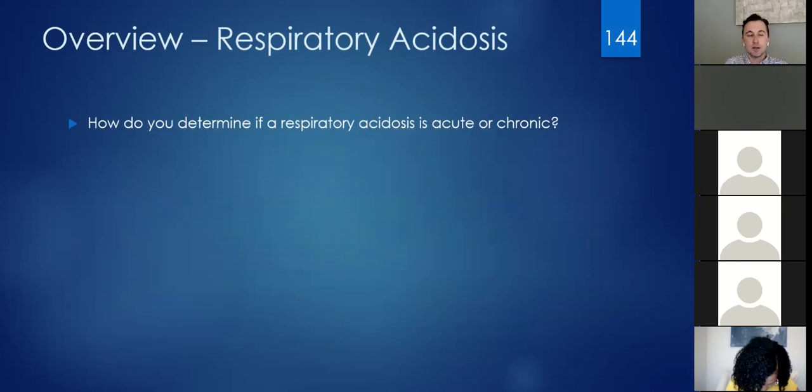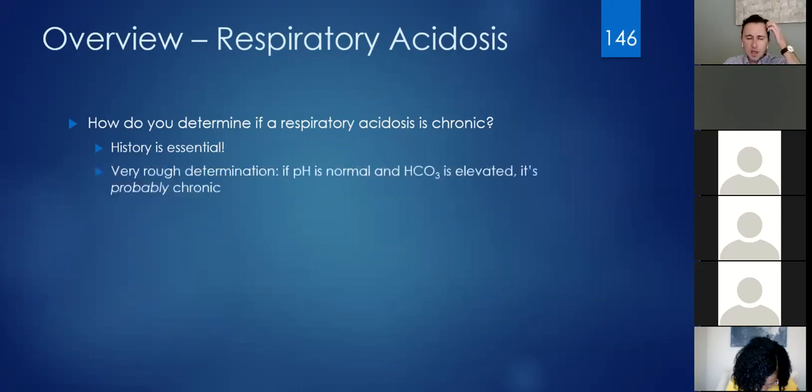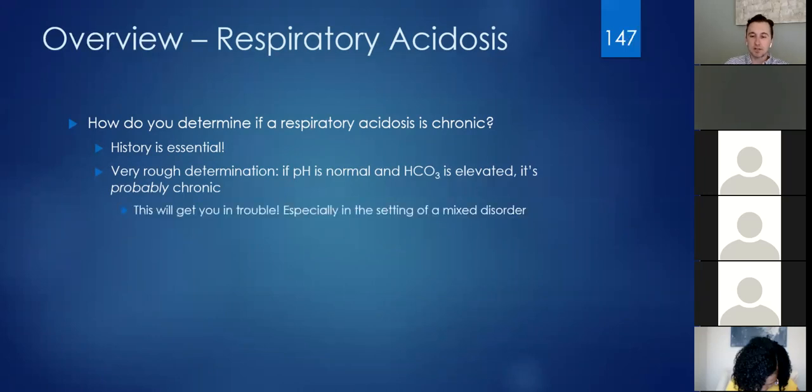So how do you determine if a respiratory acidosis is acute or chronic? History is really important. Oftentimes it's pretty obvious from history if there's an acute issue or not. A very rough determination is if the pH is normal and your bicarb is elevated, then it's probably chronic. That's a rough estimate, but that's going to get you in trouble in the setting of mixed disorders.